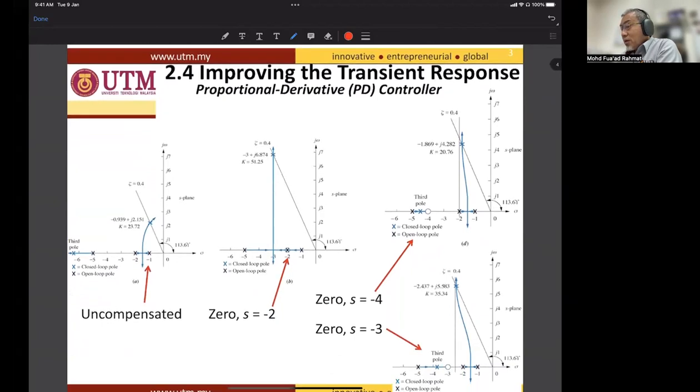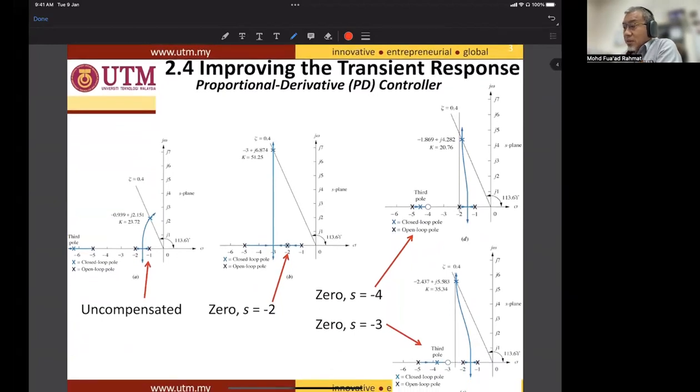For example, you have an uncompensated system here, a third order system with open loop poles at -1, -2, and -5. The root locus is shown in blue, and let's say it is operated at zeta 0.4. So what is the value of theta for zeta 0.4?